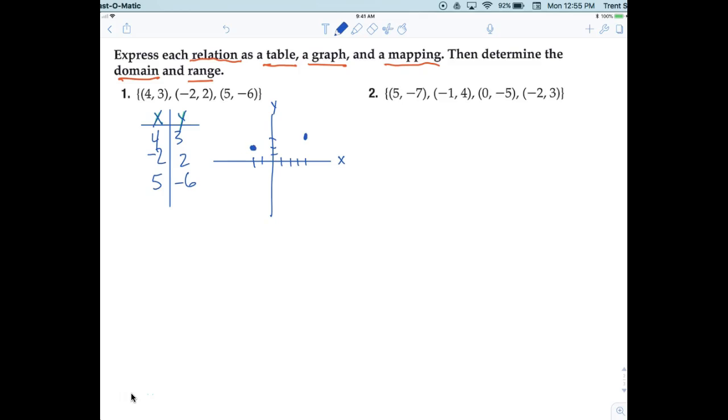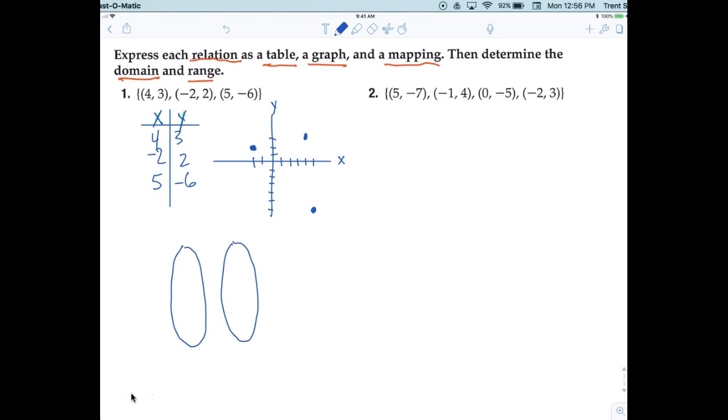Anybody have any questions with plotting points? And then the final one would be (5, -6). So you go over 5 and then down 6: 1, 2, 3, 4, 5, 6. So you'd be roughly right around there. Everybody see how simple that is? I know you know how to do that. Now, the one that most people don't know is the mapping. Again, very simple.